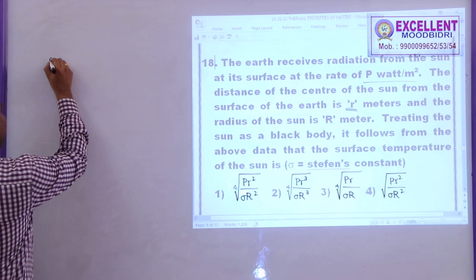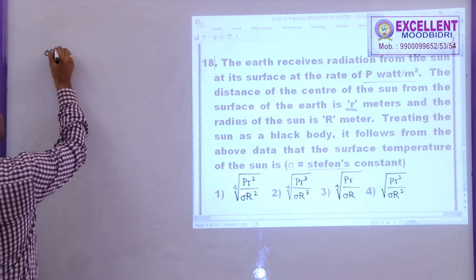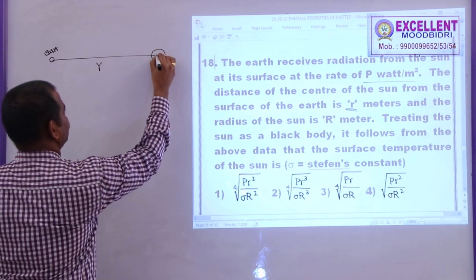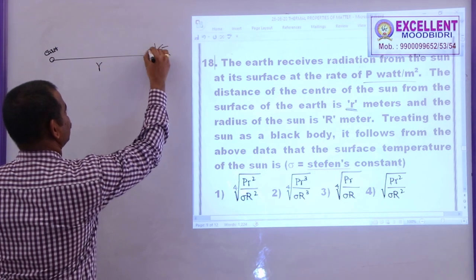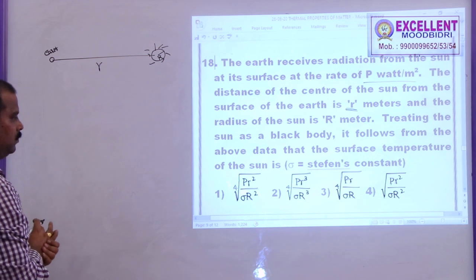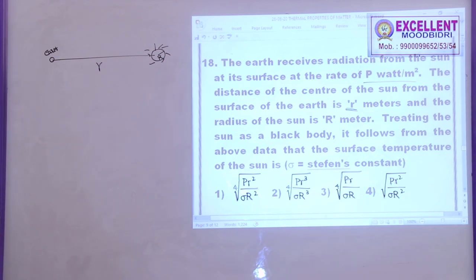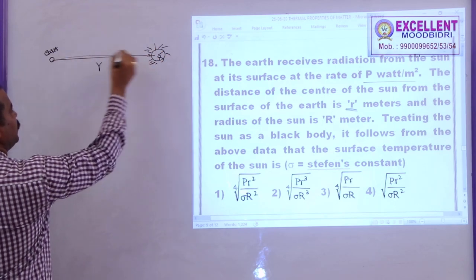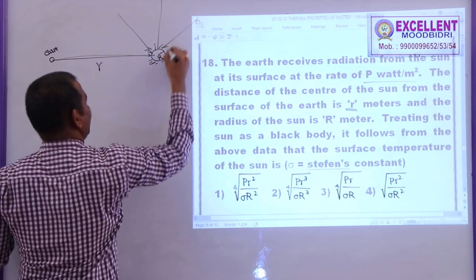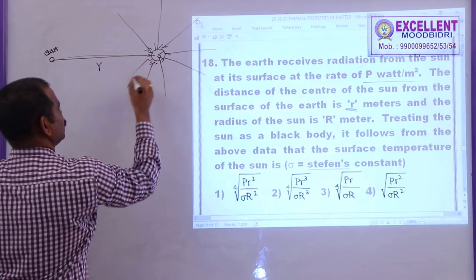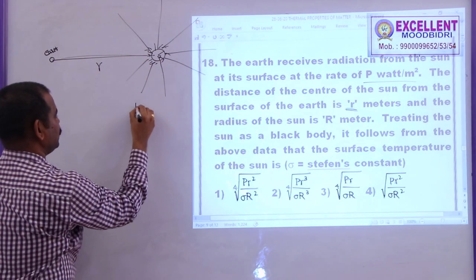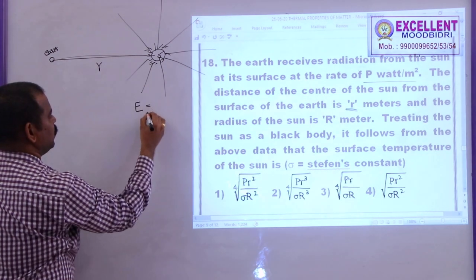Here this is our earth and the distance between sun and earth is given as capital R, and this is a sun of radius small r. Now, as sun radiates energy, the radiation will travel in all possible directions. So, in this problem, we are treating sun as the black body. So, what is the energy emitted by sun here?